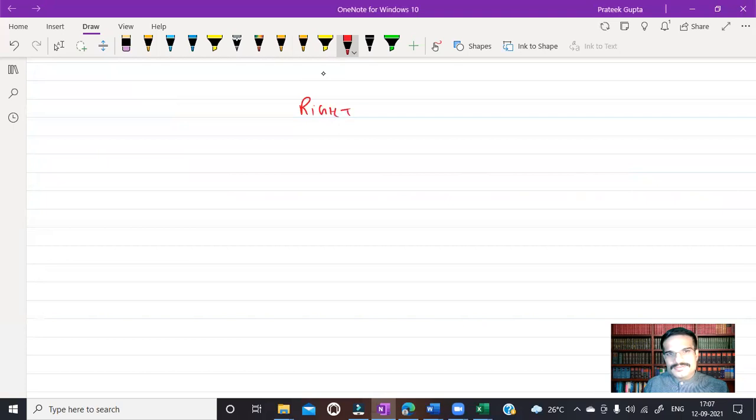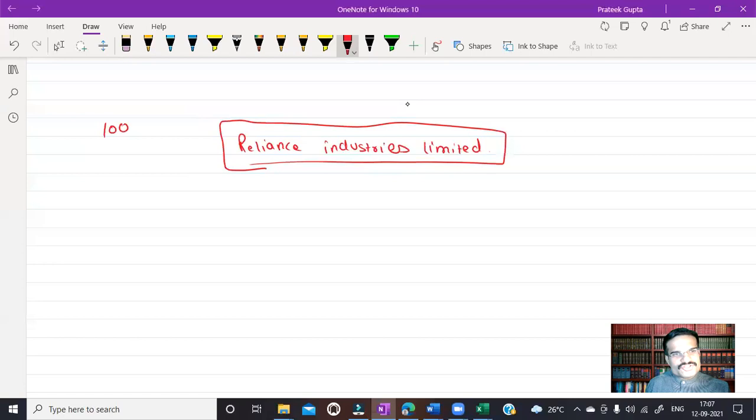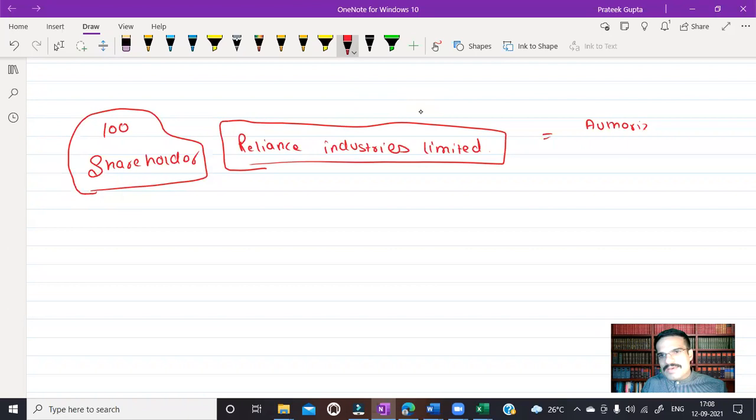Rights issue. For example, beta, this is Reliance Industries Limited. Now, for an example, let's say this Reliance company has 100 shareholders. Now, let's say, beta, the authorized share capital of the company is, for an example, 10 lakh.